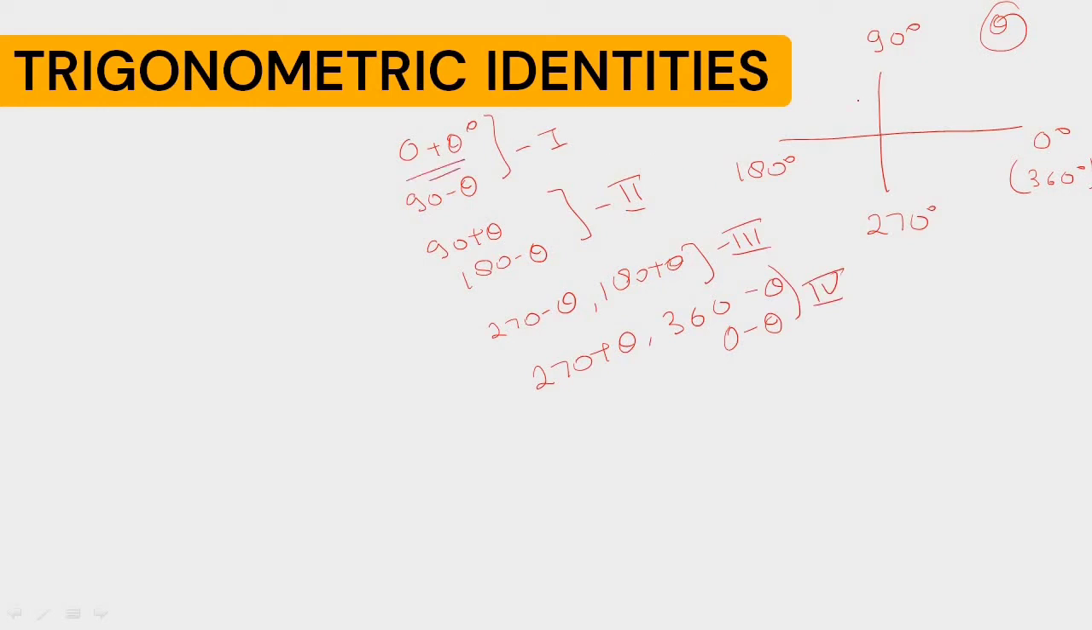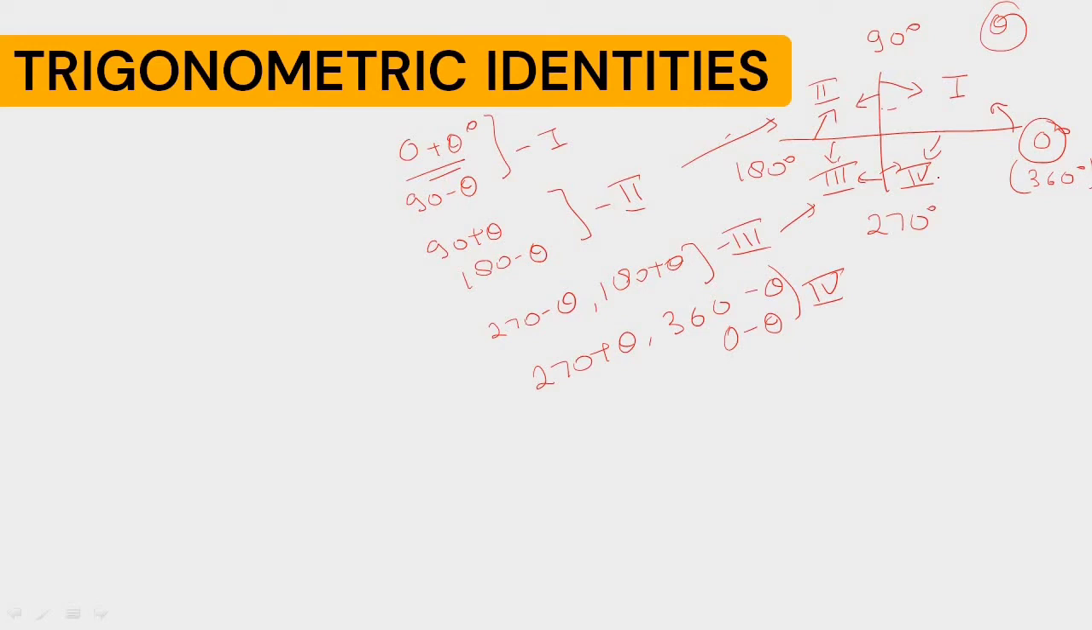See, 0 plus theta. Any acute angle above this angle 0 degree, or any acute angle below this, will fall in first quadrant. Similarly, any acute angle above 90 or any acute angle below 180 will fall in second quadrant, which is this case. Similarly, any acute angle above 180 or below 270 will fall in third quadrant. Similarly, any acute angle below 360 and above 270 will fall in fourth quadrant. Okay, this was the angles and their measurements which we are going to study.